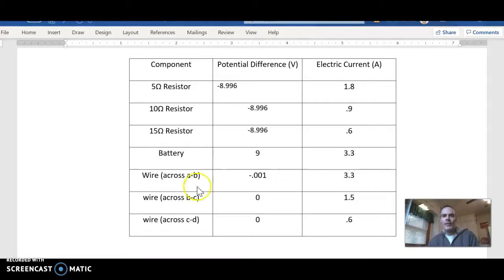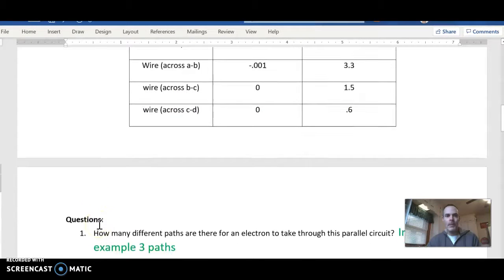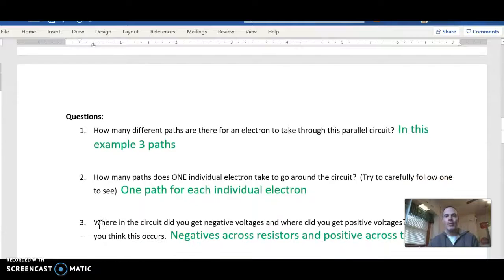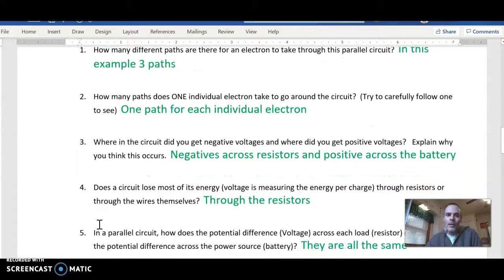Let's look at how that looks in our data table. Here are the voltages, the battery, the wire. Sometimes there is a little bit lost, maybe because of how the currents work. So to think about those questions here, question one, you should have thought there's three different paths for these electrons. Number two, each electron only gets to choose one of those resistors to go through. Number three, those should have been negative numbers across the resistors, and positive across the battery, because again, the resistors take away energy, or it's changed into heat, and the battery gives you energy.